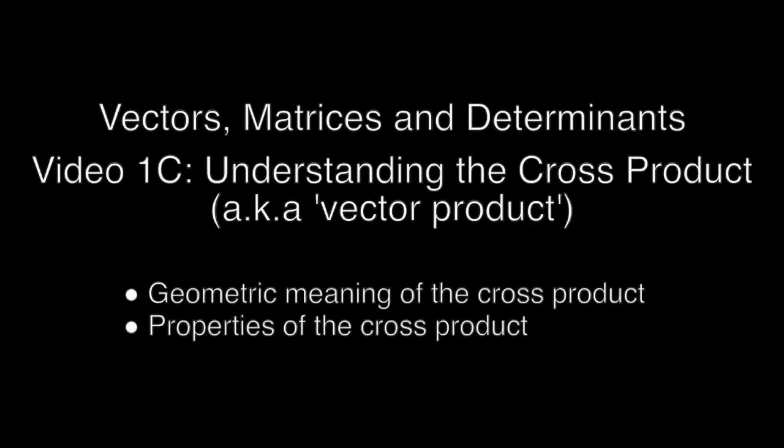Okay, in this video we're going to look again at the cross product, but this time we're going to ask about its geometric meaning and its properties when we come to manipulate it. Okay, so if some vector c is the cross product of two other vectors a and b, we've already seen how to work that out. But what we can reasonably now ask is, what does that vector c look like?